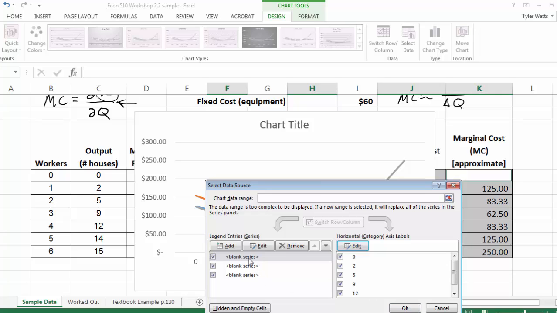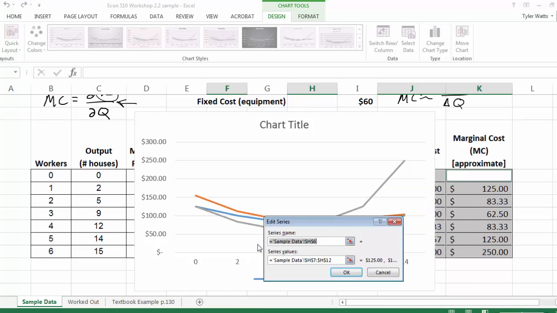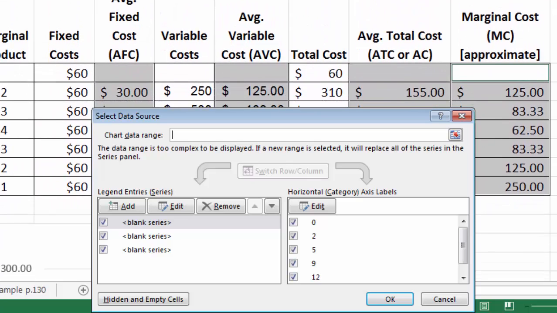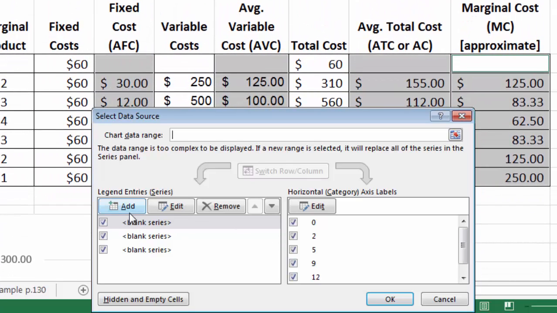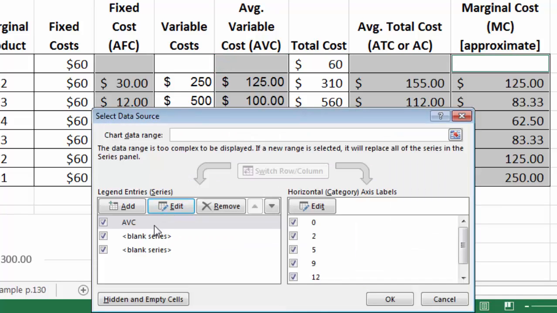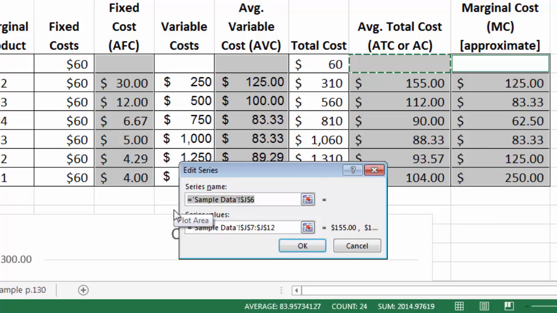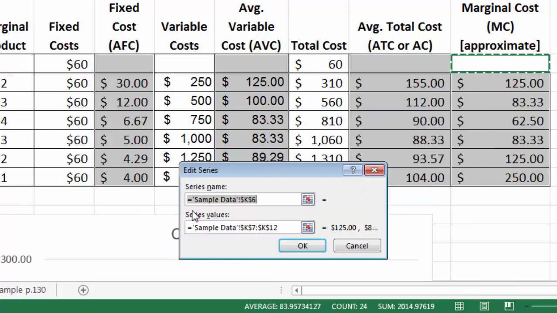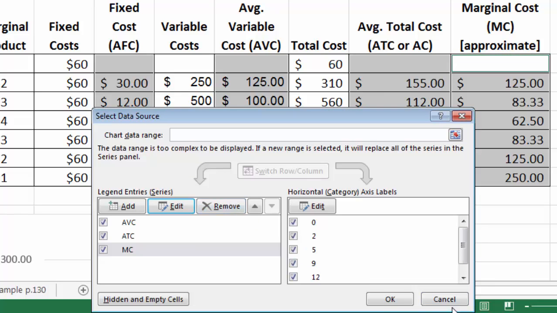And then I can actually rename these. I can just edit these and call them the proper names. The data in H, select data. Okay, my data in H is my average variable cost, so I'm going to just rename that AVC. And my data in J is my average total cost, so let's call that ATC. And then my data here in K is my marginal cost, so let's just call that marginal cost.